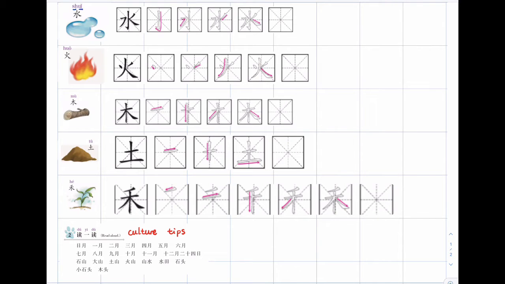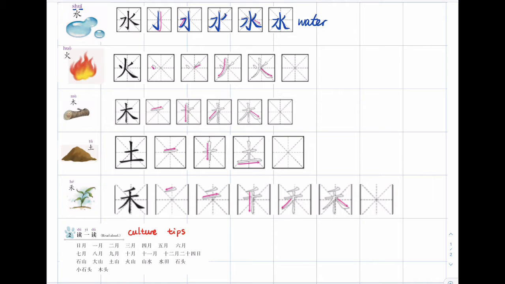水 means water. Water, 水. Let's see how to write it. 一二三四, 4 strokes. Let me write again. 一二三四, 4 strokes, and we have 水.